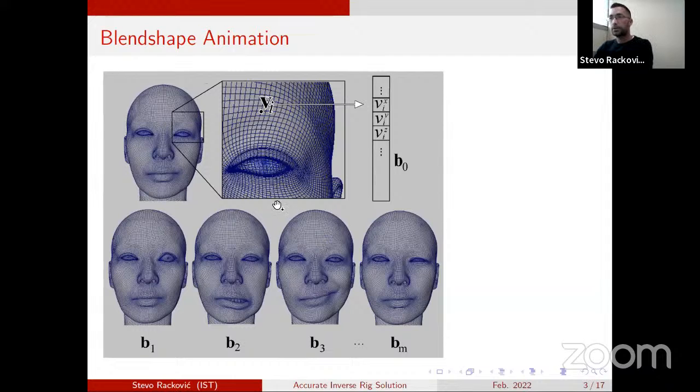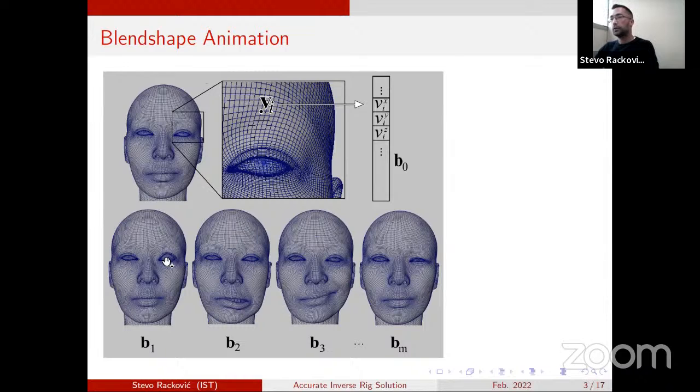So what are the blend shapes? We need to vectorize those meshes that we see. For example, the mesh consists of vertices in 3D space, and each of them has 3 coordinates. So we take the coordinates and stack them one after the other, x, y, z, to build a vector that represents a mesh. And now we have a neutral face. This is the face where no expression is shown, so all the muscles are inactive in a sense.